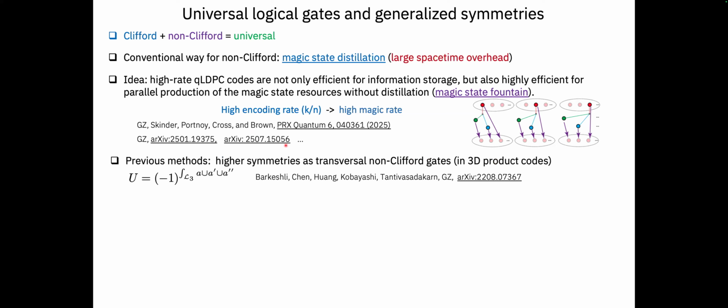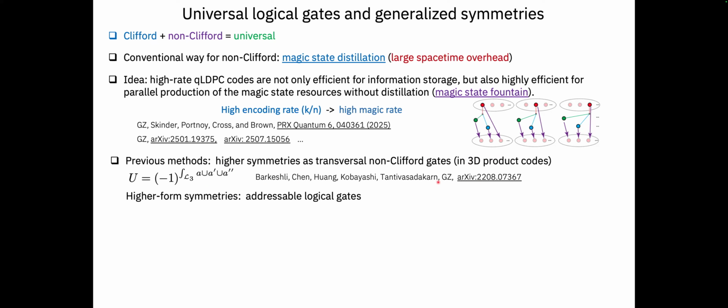The previous method we used, including these papers, to produce this magic state fountain is to use the higher symmetries, essentially in gauge theory, and they correspond to transversal non-Clifford gates, and they are studied in implementing three-dimensional codes, like three-dimensional product codes, and it has a form like this. It is with this cup product formulation. And that was first discussed in this paper with Mason's group.